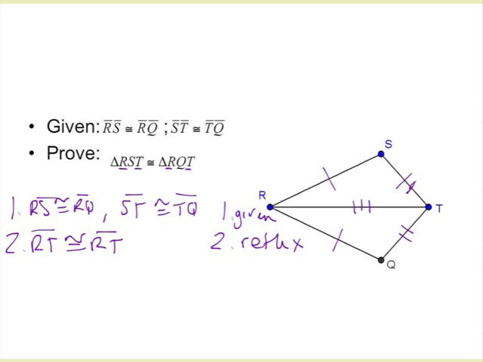Alright, so now we've got 3 pieces of information marked in the pictures, so we can now say our triangles are congruent. And which reason would we use? Side, side, side, because we know all 3 sides of one are the same as all 3 sides of the other one. Alright. Questions?